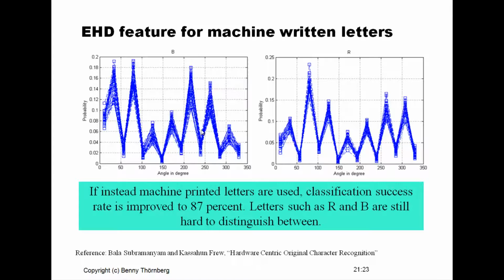letters. And not to be surprised, there was an improvement, of course, in the performance from previously 70% on the handwritten letters, now to 87% success rate on the machine printed letters. But still they experienced problems on the letters R and B. They are still hard to distinguish between.